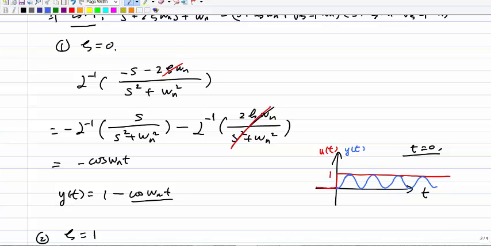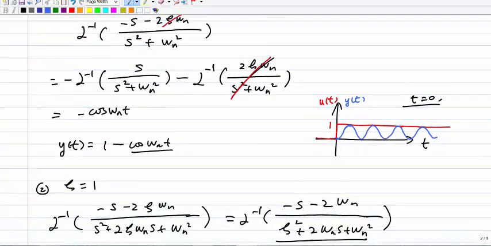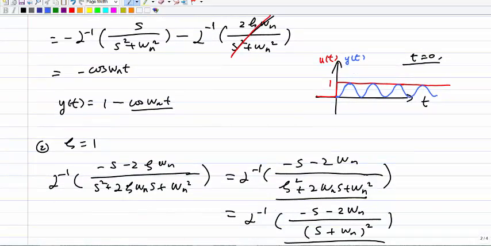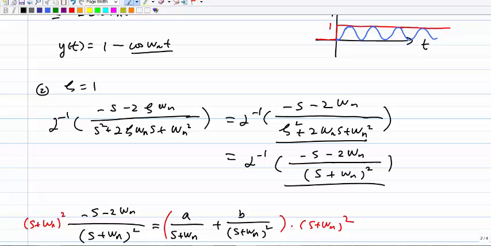Now let's move to the second case when theta is 1, which is critical damping. So when we have critical damping, theta is 1, which means I can replace theta by 1. So the numerator becomes negative s plus 2wn, and the denominator becomes s squared plus 2wn s plus wn squared, because I replaced theta by 1. So this is L inverse of negative s plus 2wn divided by s plus wn squared, because I can write this as a square form.